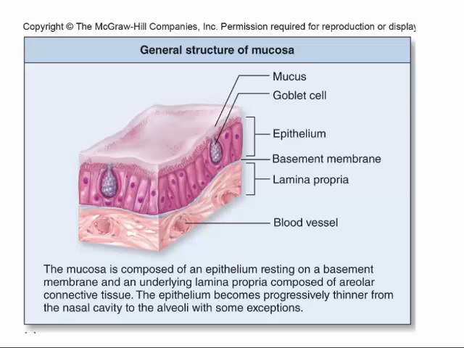All mucous membranes have a thin lamina propria connecting to the epithelium via the basement membrane. The lamina propria is areolar connective tissue containing the blood supply for the epithelial cells.